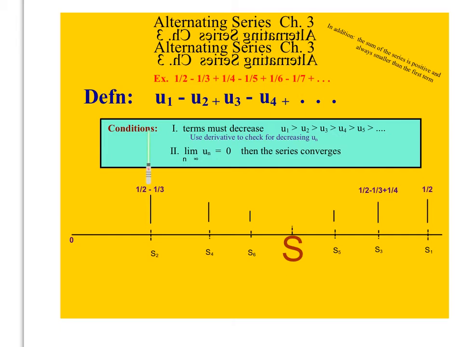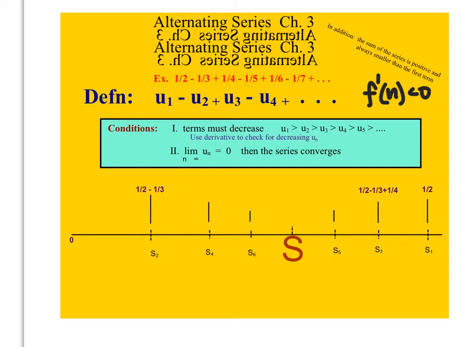So the conditions for the alternating series test is that the terms must be decreasing and never equal, right? So always decreasing. So you can use the derivative to check for decreasing u_n, right? So just take f prime of n and show that it's less than 0 for all values within the domain of the series itself. Okay, and the second thing is if the limit of this sequence, right, now this is the sequence, the non-alternating portion of it, so just u_n, not the alternator, which we'll talk about in a minute. If it equals 0, then the series converges.